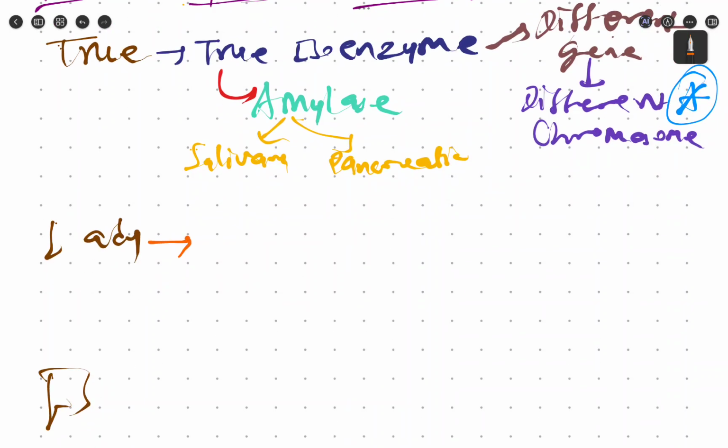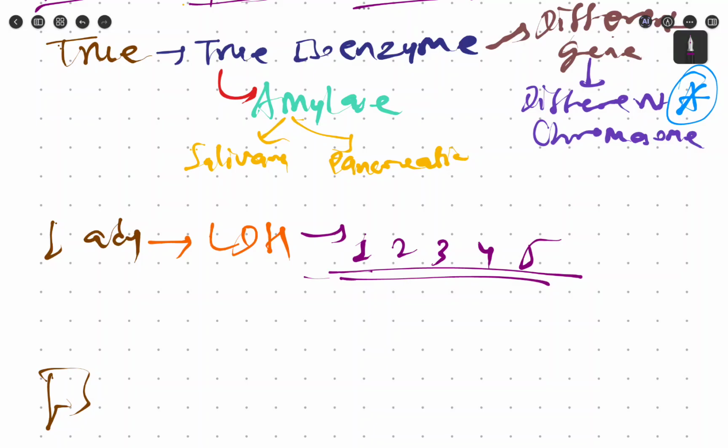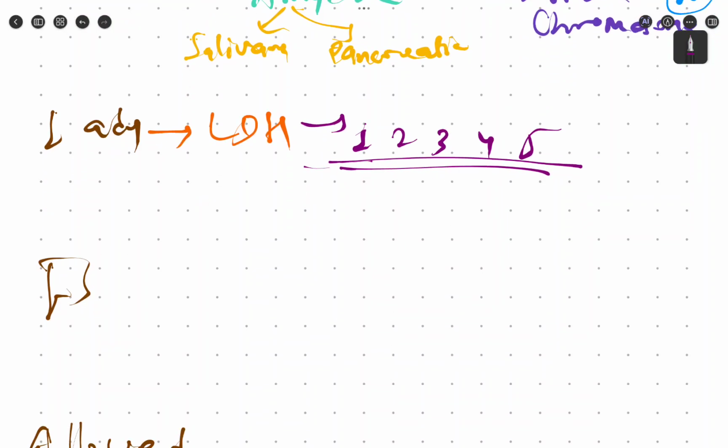All right. So "lady" is for lactate dehydrogenase. Okay. So this is formed by the random association of two different polypeptide chains. It is of five types: one, two, three, four, and five. And all five types are found in every individual in any part of the world. All right. So this is lactate dehydrogenase.